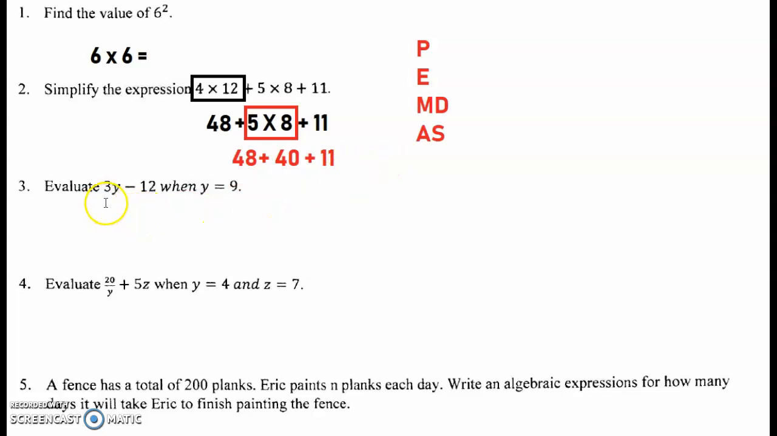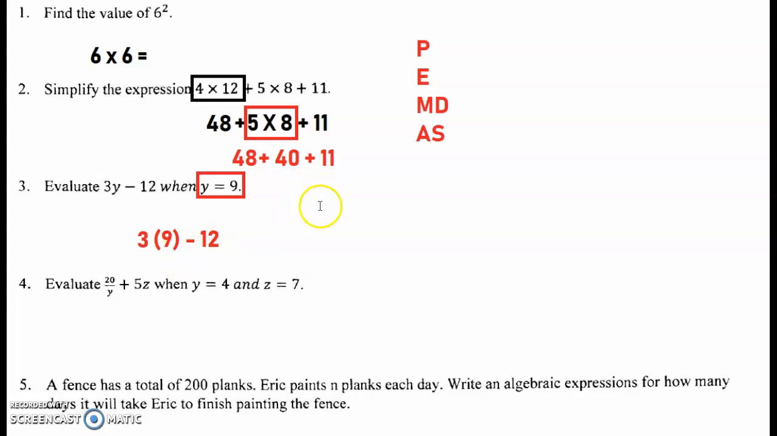Number 3 says 3y minus 12 when y equals 9. I know this is still tricking some people. What I'm going to do is rewrite my problem, but instead of putting y, because it tells me what y is, right? If I go over here, it says y equals 9. So 3 times 9, because when they're next to each other, it means times, minus 12. That's how I would do it.